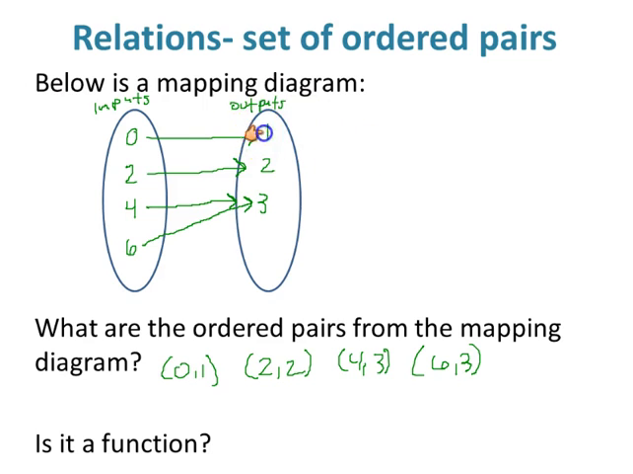So let's look here. This output only has one input. This output only has one. This output has 2 different inputs. There are 2 different inputs that are giving that value of 3. So that makes this not a function. Remember, the definition of a function is that there is only one output for every input. So here we've got 2 inputs giving us the same output, and that makes it not a function.